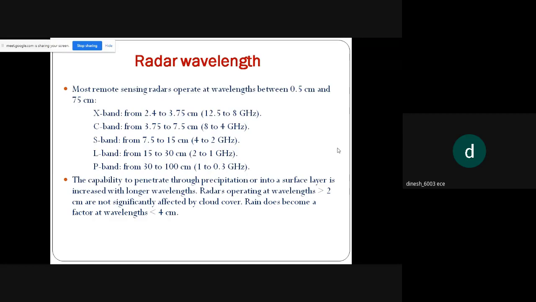Then in L band, from 15 centimeter to 30 centimeter of wavelength, operating at 2 to 1 gigahertz. In P band, 30 centimeter to 100 centimeter, operating at 1 gigahertz to 0.3 gigahertz. So this is the operating wavelength of radar that is used in remote sensing.